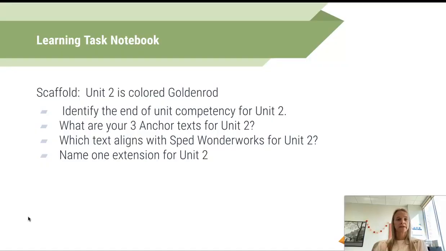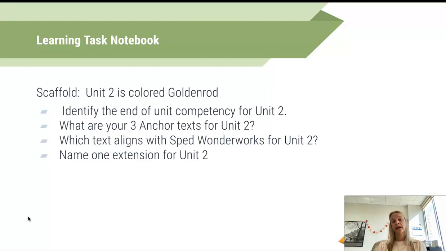All right, so now in your Learning Task Notebook, you're going to look at your Unit 2, and that is colored like a goldenrod yellowish color for you to identify for your Unit 2. And your task is you're going to identify the end of unit competency for Unit 2. That was on the first page of that scope and sequence, at the very top where we had our pacing, our skills, and our standards, and then the end of unit competency. Identify what that is for Unit 2.